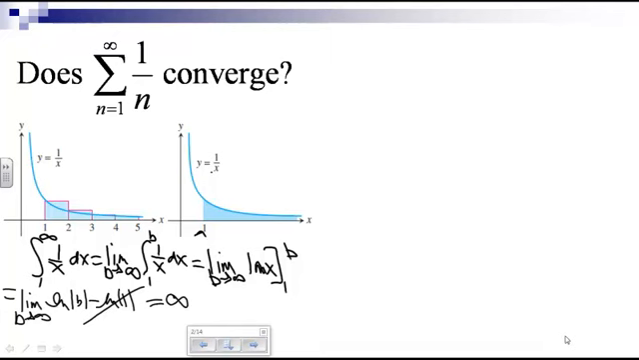So let me take you through the mind experiment here. The area under this curve from 1 to infinity is not bounded. It is infinite. Everyone okay with that? Is that the logical conclusion of this chain of integrals and limits? Okay, so the area under this curve is unbounded. It is infinite. The area of these rectangles represents the sum of that series. And every single one of those rectangles is taller than its corresponding area under the curve.